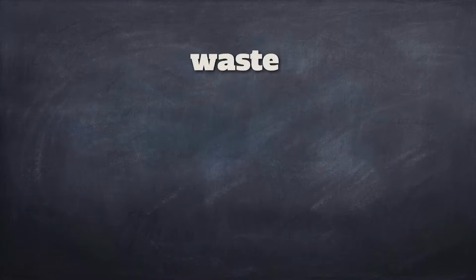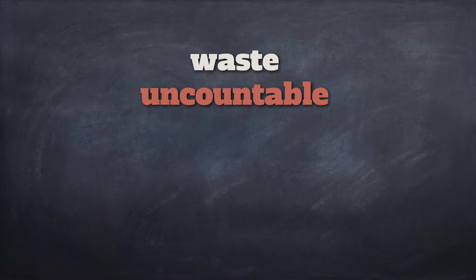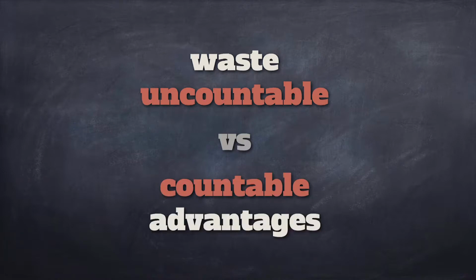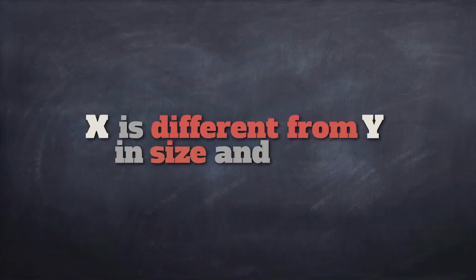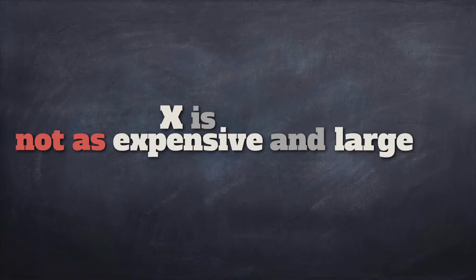In the first example, the word waste is uncountable, so we add much between the first as and the noun. In the second example, we add many because advantage is a countable noun. In fact, we use its plural form. Making these sentences negative is interesting and elegant. Instead of using a sentence as ambiguous and pointless as X is different from Y in size and price, you can build the much more interesting X is not as expensive and large as Y.